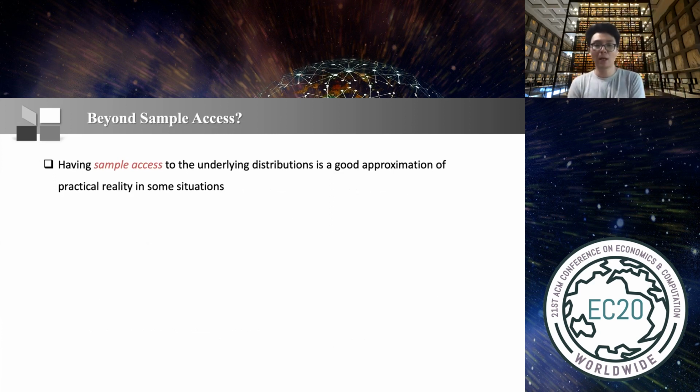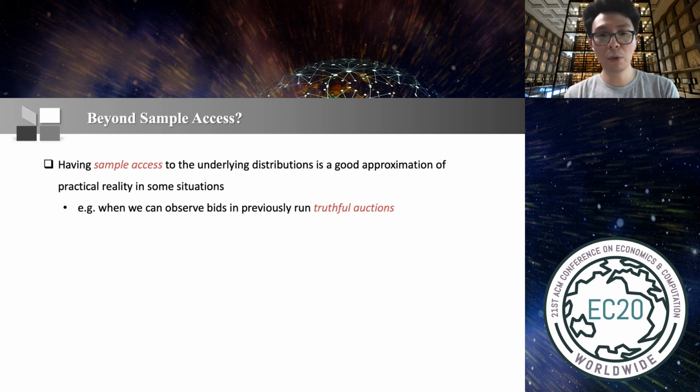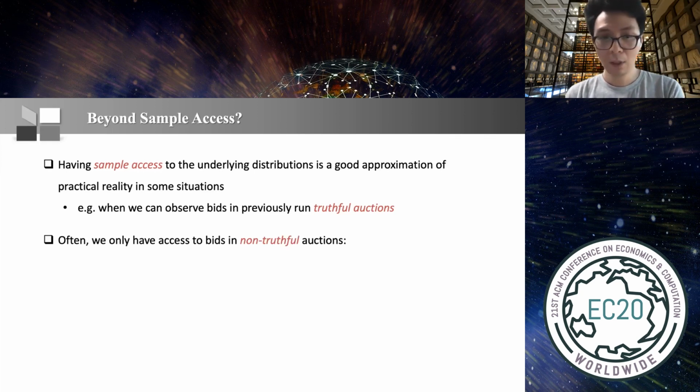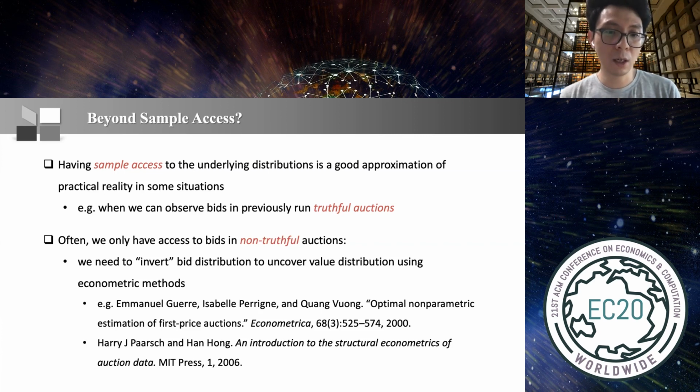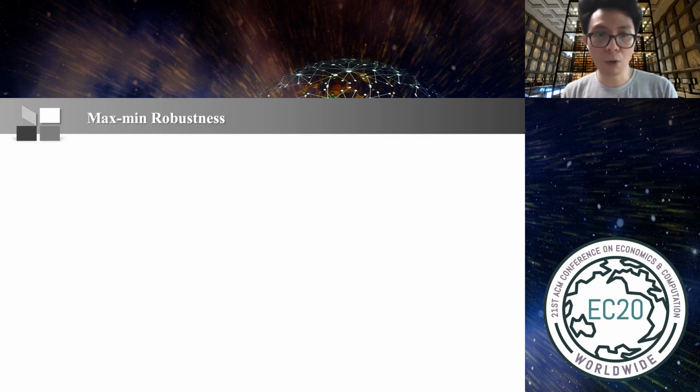So when is having sample access a reasonable assumption? Well, it's a reasonable assumption when you can observe bids in previously run truthful auctions. But very often, you only have access to bids in non-truthful auctions. And the common practice here is you apply some econometric methods to invert the bid distribution to uncover a value distribution. But after doing that, you still don't have sample access to the value distribution. Most likely, you will have an approximate version of the value distribution. And that's the motivation for our robustness model.